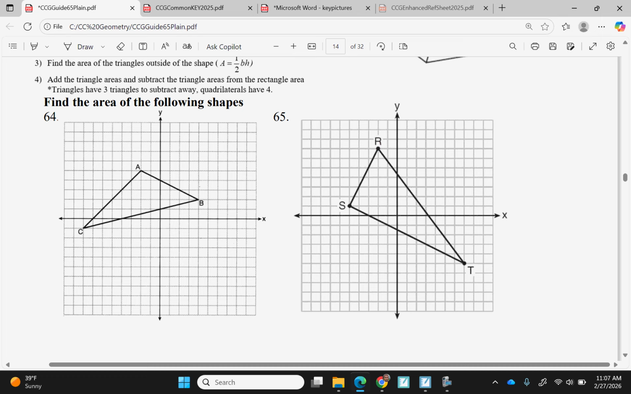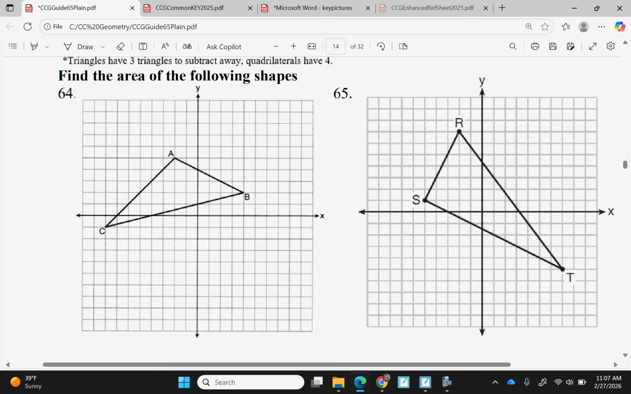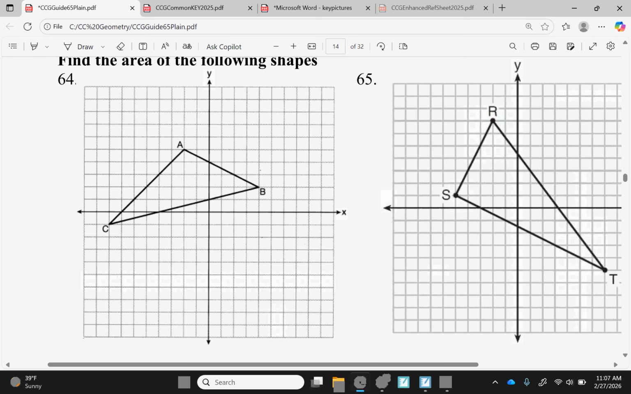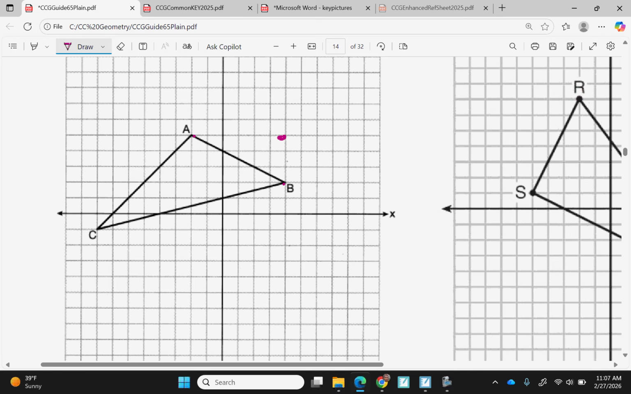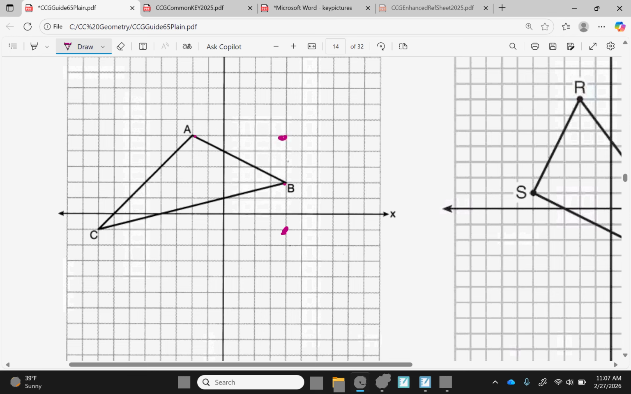Area on the grid. Again, an easy question, not hard, but you have to know how to do it. Step 1, we build a rectangle around the shape. I kind of follow A and B to where they would meet. I can go bigger than this. I follow B and C to where they would meet, and C and A, and I build my rectangle. Now I'm going to count point to point. So don't count squares, count point to point.